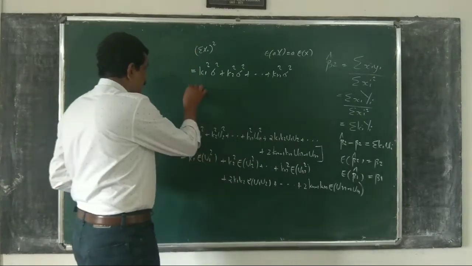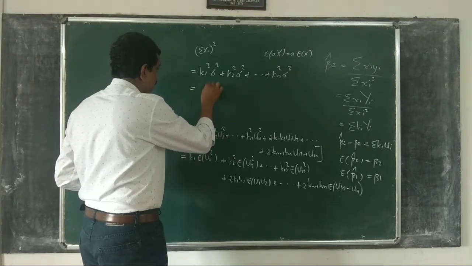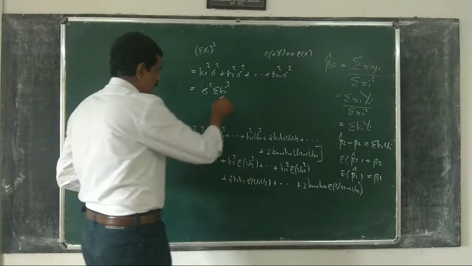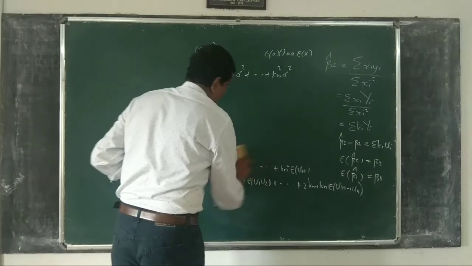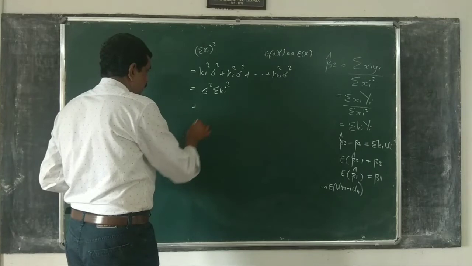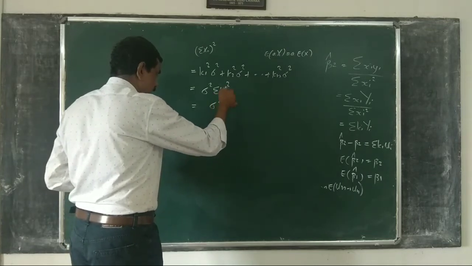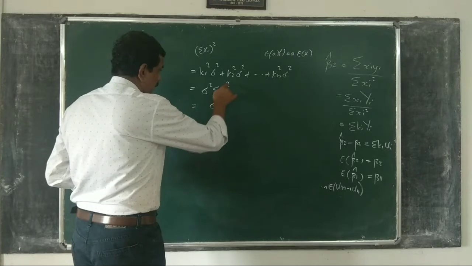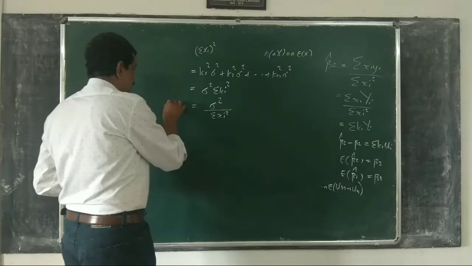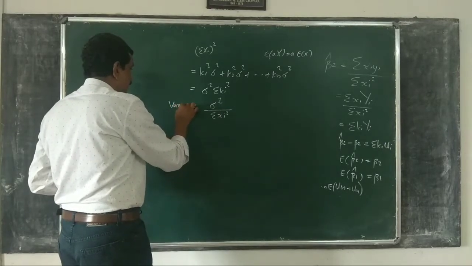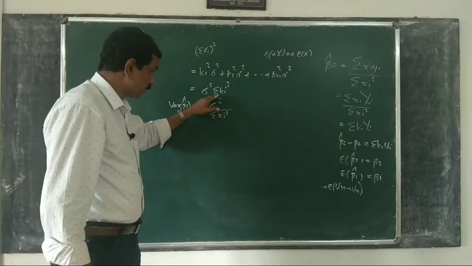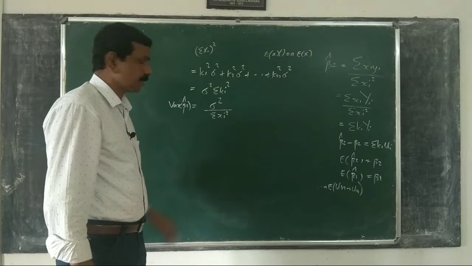Now this is equal to, since sigma square is a constant, we write it as sigma square into sum of ki square. As we have considered the property, sum of ki square is 1 by sum of xi square. So this is equal to sigma square divided by sum of xi square. This is the variance of beta 2 hat. The variance of beta 2 hat is sigma square by sum of xi square.